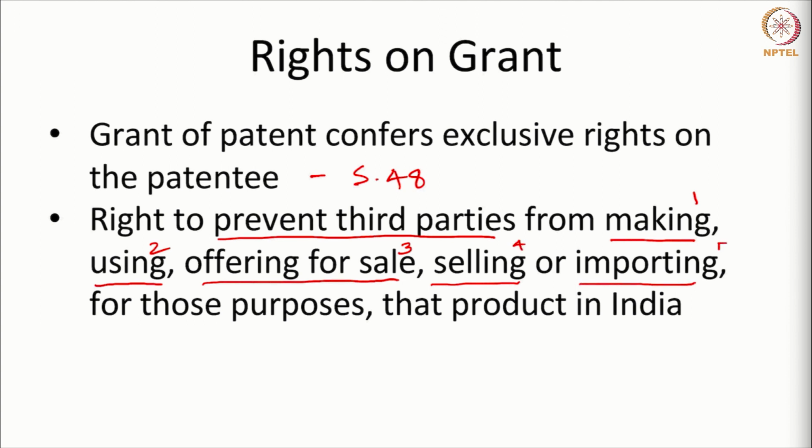So if a patentee has a right over an invention, then he has the exclusive right to import that invention into India. So these are the 5 rights: making or manufacture, use or using, offering for sale or marketing, selling, and importing. Now there are no rights beyond this. So when you are granted a patent by the Patent Office, these are the set of rights that you have pertaining to your invention.